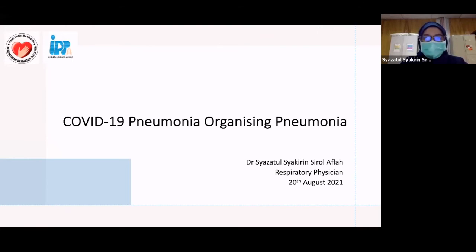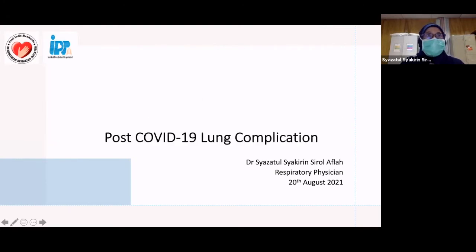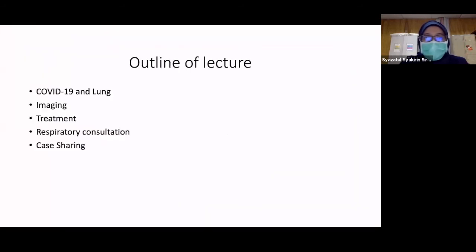Instead of giving a talk on COVID-19 organizing pneumonia, maybe I'll touch a little bit on post-COVID-19 lung complications instead. So this is my outline of the lecture. Perhaps we talk a little bit on COVID-19 and the lung, and we move on to recognizing the imaging that I suppose you are familiar with, and a little bit on the treatment, and when respiratory consultation comes in, and a few case sharings.